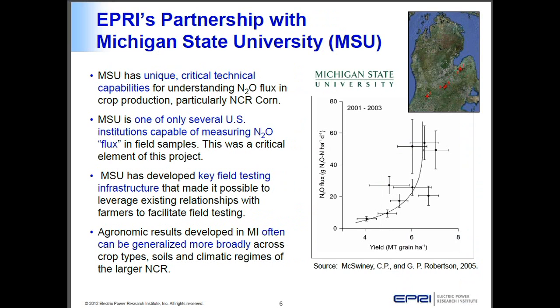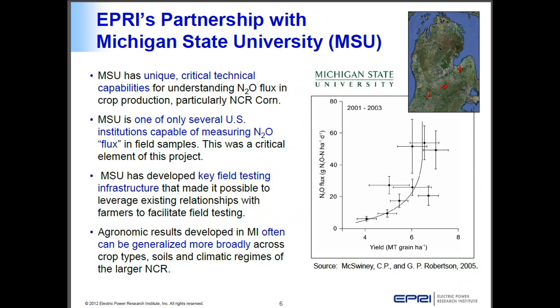And this was original work that Phil and Claire had done at Michigan State. And we decided to follow up and talk with Phil at Michigan State about the implications of this work. And in doing so, we ended up developing a partnership with MSU. They have unique and very critical technical capabilities for understanding nitrous oxide flux in corn production. They have been studying flux in corn production for many, many years at MSU. MSU is one of the only institutions in the United States, certainly at the time that we started this work, that's capable of measuring nitrous oxide flux actually occurring in farm fields, and this was critical for our project.